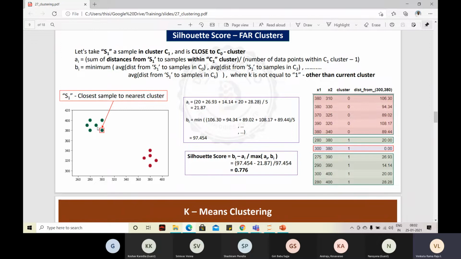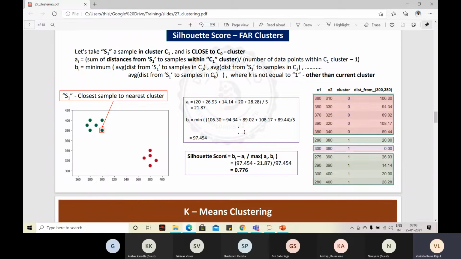I am taking the average of all the distances between the data point and other data points, right? So I should be taking number of data points minus 1, because the distance between that point and itself is 0. This is also average only. Ai is the average of the distances between the data point and the other data points within the cluster. Bi is the minimum distance between this data point and the other clusters, right? Sorry, the average distance between this data point and the closest cluster.